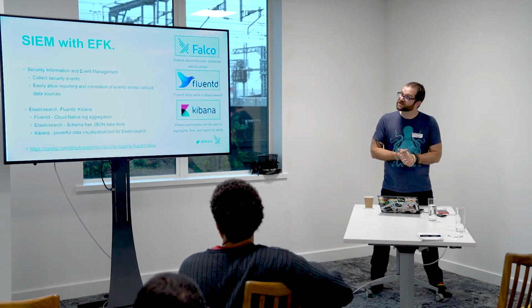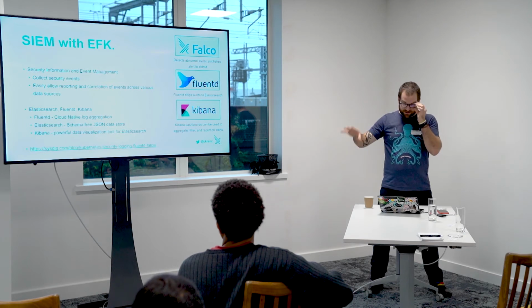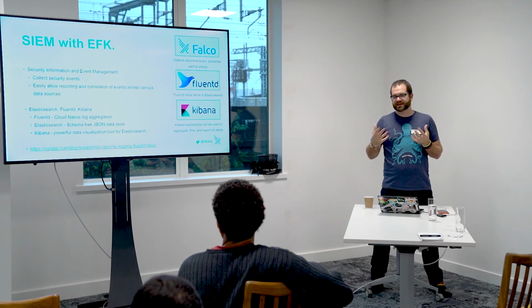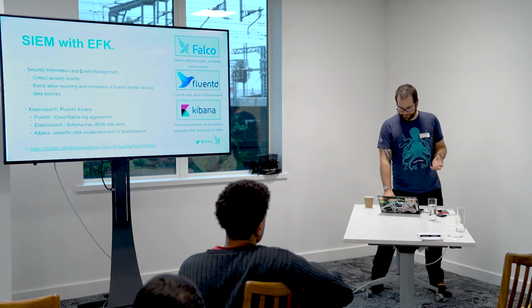So using it as a SIEM, and the reason I'm a big fan of this is, I'll go through the workflow first. So Falco, like I said, can publish things as standard apps. That means that Fluentd is just going to pick it up natively. Fluentd will then chuck it in Elasticsearch, and use Kibana to start visualizing that.